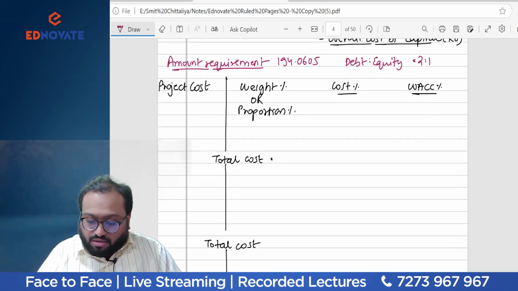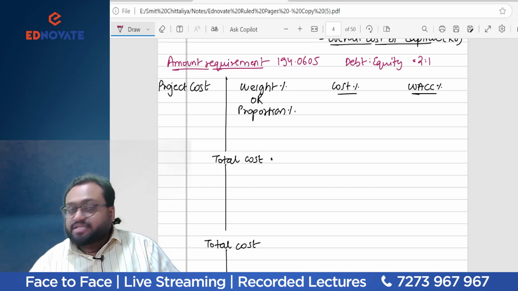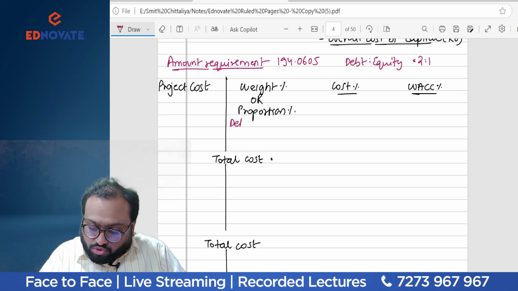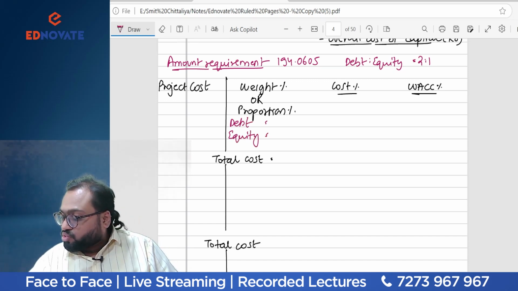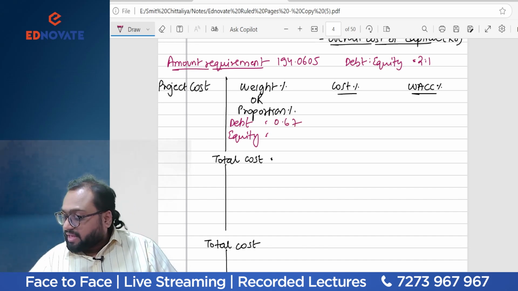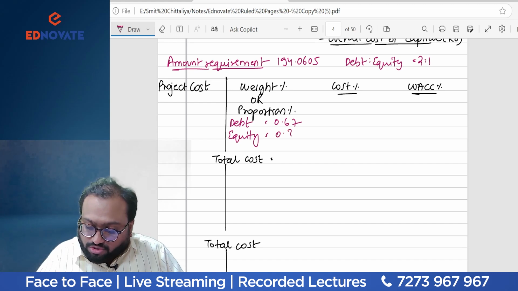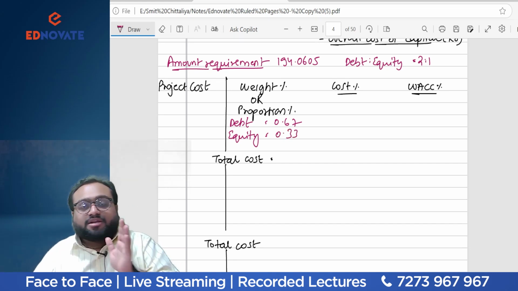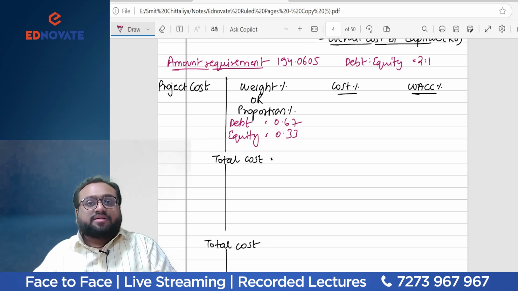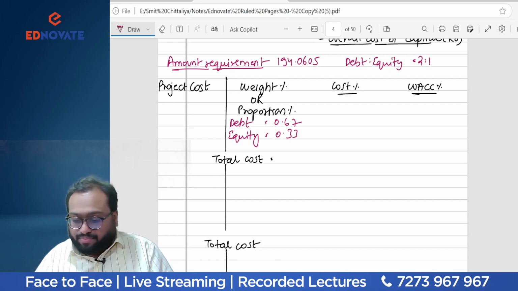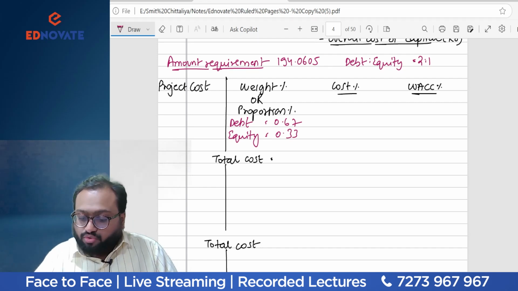Now the weights: it is a 2:1 ratio of debt and equity. Debt will always be 2 and equity will be 1, as given in the question. And 2 divided by 3 will be 0.67, and 1 divided by 3 will be 0.33, meaning 66% and 33.3%. So we'll take 0.67 as the debt proportion and 0.33 as the equity proportion. Now one thing we need to write down over here is the cost percentage.